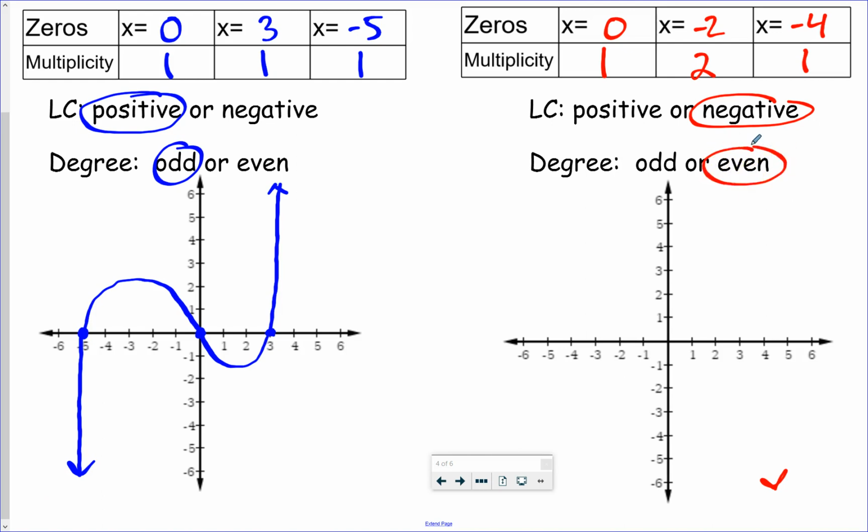So, what do I know about the other side? It's going to be the same. It's going to match it. All right, now we got to go through 0, -2, and -4. I'm going to move this guy a little bit closer, like that. Okay.